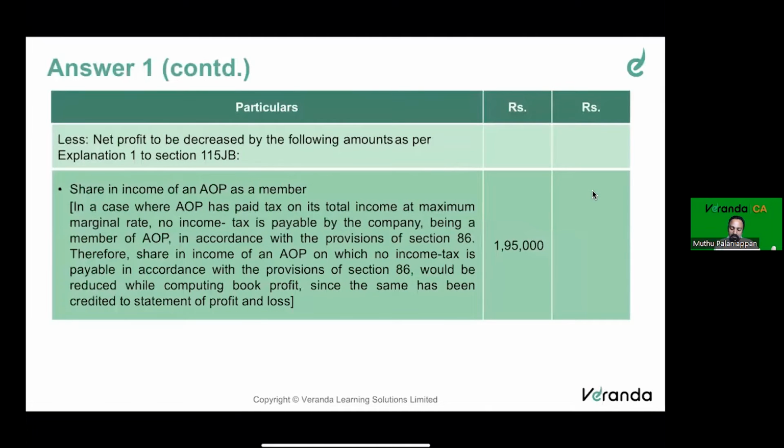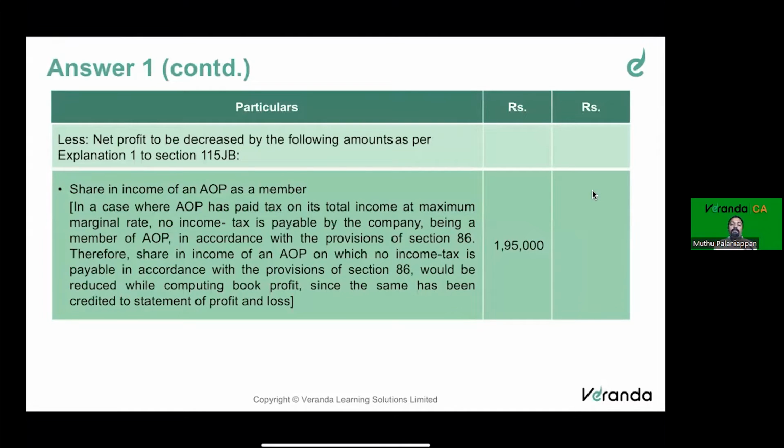So we have to see what the reductions are. The AOP member: whatever has been charged to the member, since it is already taxable in the hands of the AOP itself, it is not required to be taxed in the hands of the member, since it falls under section 86. So when does it fall under section 86? When the AOP is taxable at maximum marginal rate.